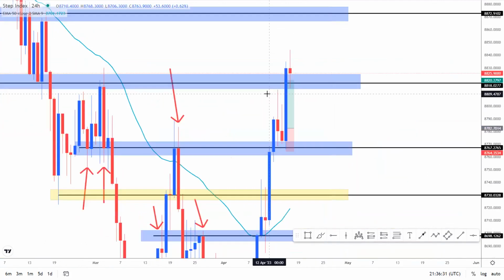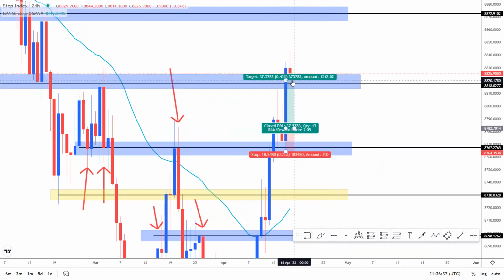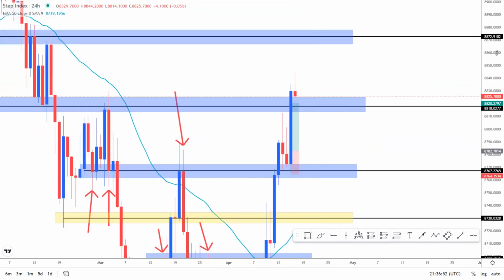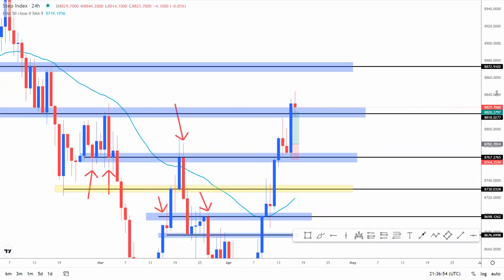And then again, we're having to see that clear break of this level, and then a retest of the level. Now, this is where you want to go down, like I said, a time frame lower, the 4-hourly time frame, the 1 hourly time frame, and then look out for price action confirmations for buy entries on step index.